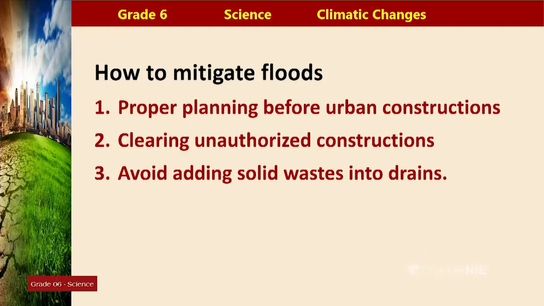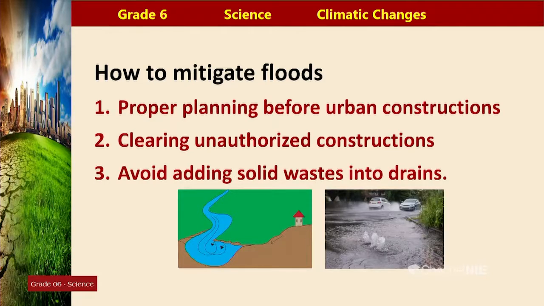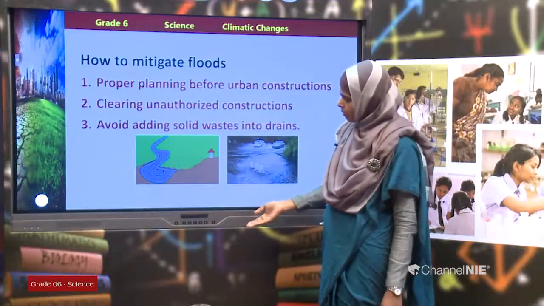And also avoid adding solid wastes into drains. In most of the town areas, children, the drains are covered and would overflow like this because they are blocked with solid wastes. So, people add solid waste into the drains, and the floods in the town areas are due to this overflow of drains. And also this picture shows a cross section of a river.